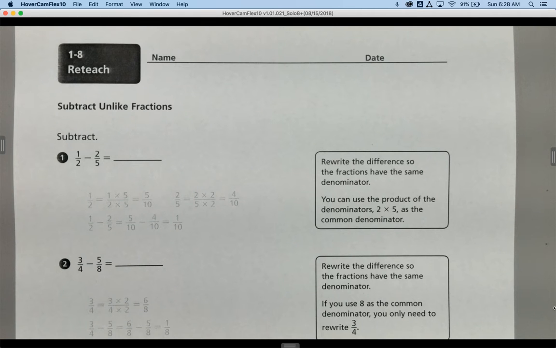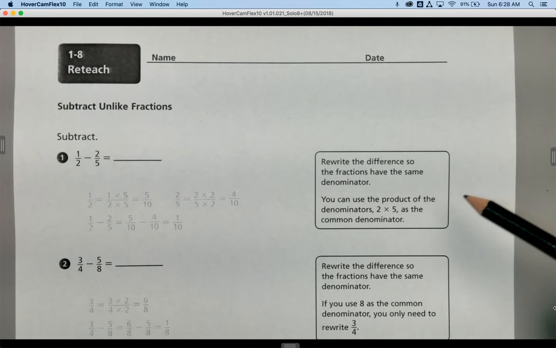Lesson 1-8, subtract unlike fractions. In this lesson, the term unlike refers to fractions where the denominators do not match, as in practice problem number 1, 1/2 minus 2/5.